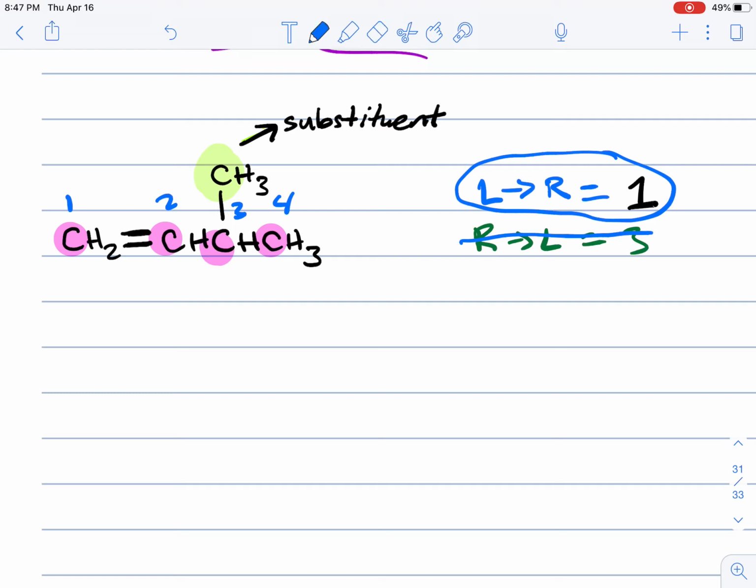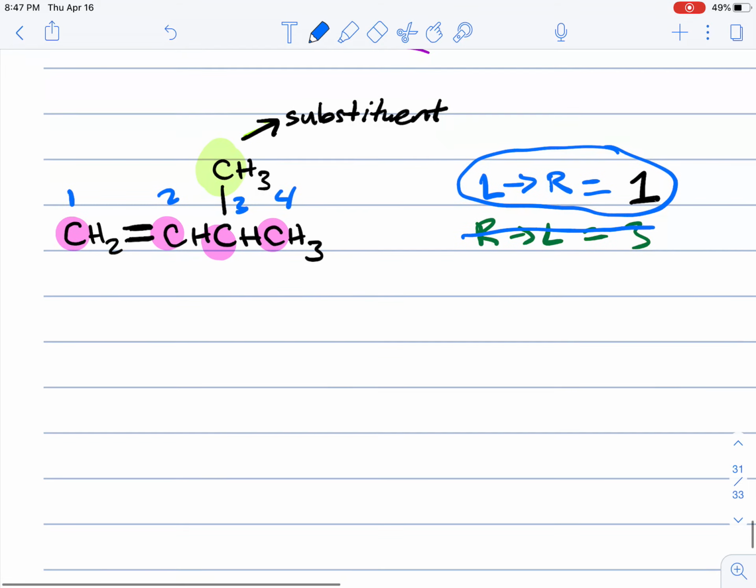And this is the correct numbering system. Okay, so hopefully that makes sense. So now that we have the numbers for the parent chain figured out, we're going to describe the substituent. It looks like on the third carbon, there is a methyl group. And on the first carbon, the double bond starts.